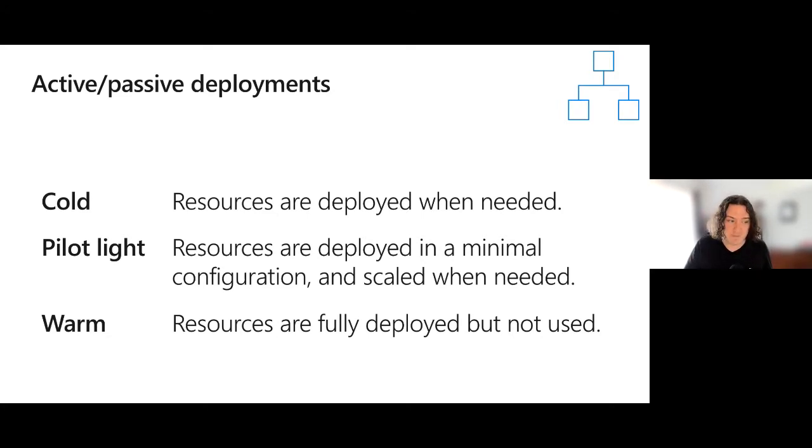rest of our resources. The third option is a warm deployment, and this is where everything is deployed and ready to go in our secondary region, probably at the same level as our active region, so that we've basically got a fully redundant copy of everything sitting there waiting, ready to go.